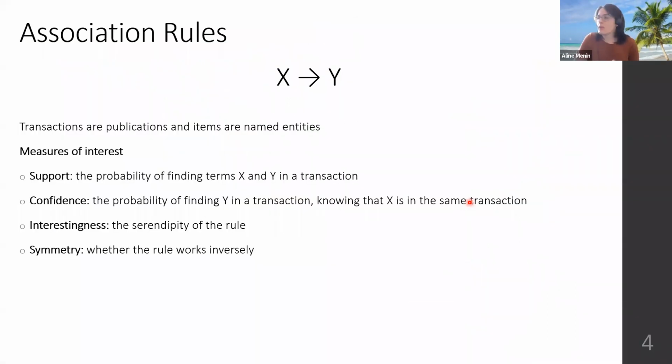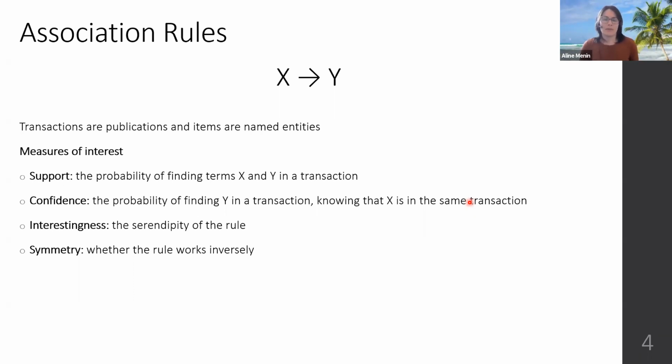For those who don't know, an association rule is an implication from X to Y. The idea is that X is an antecedent item set and Y is a consequent item set, indicating that transactions containing items in the set X tend to contain items in the set Y. In our case, transactions are the publications and items are the named entities that have been extracted from the publications. We can think of them like keywords in the publications.